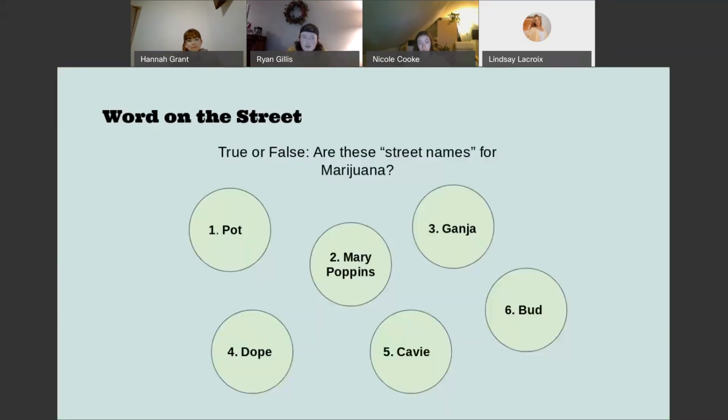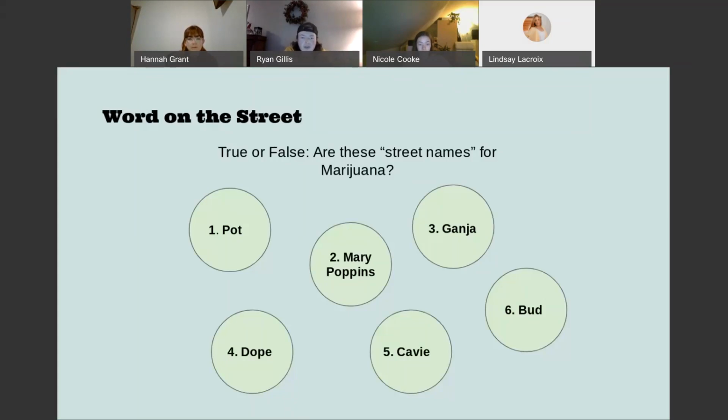So I'm going to have a little true and false for you. We're going to go in order, and in the order that I put it in, can you put in the chat bar whether you think it is true or false? To begin, we're going to start with pot. Is that true or is it false? Awesome. And on the next slide, we'll see who's right and who's wrong.